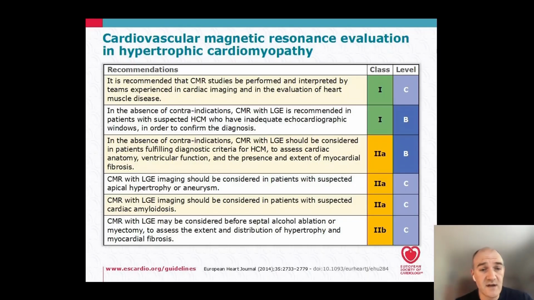And as a consequence of that, we're now seeing the role of cardiac MRI and hypertrophic cardiomyopathy come into guidelines. And these are the ESC guidelines that were published back in 2014, talking about the role of MRI. And it's clearly recommended class 1 or class 2A conditions for a variety of things, specifically mentioning that the role of late gadolinium enhancement is useful in this condition.